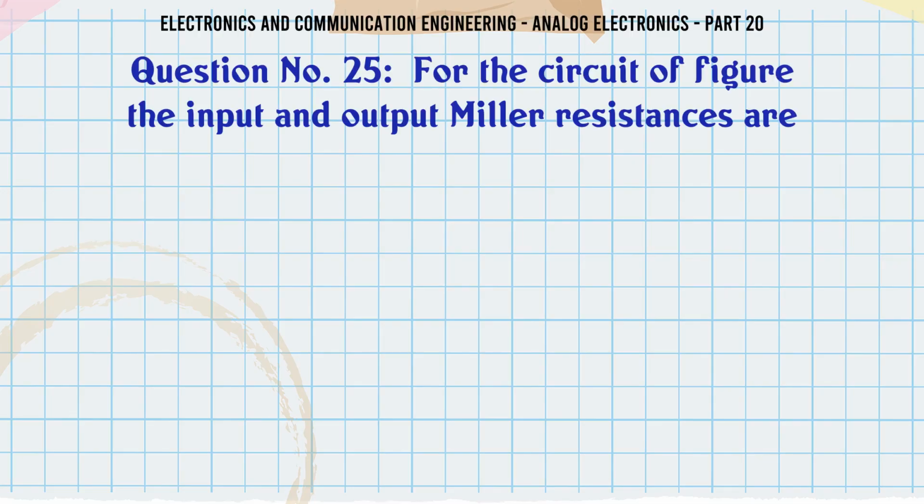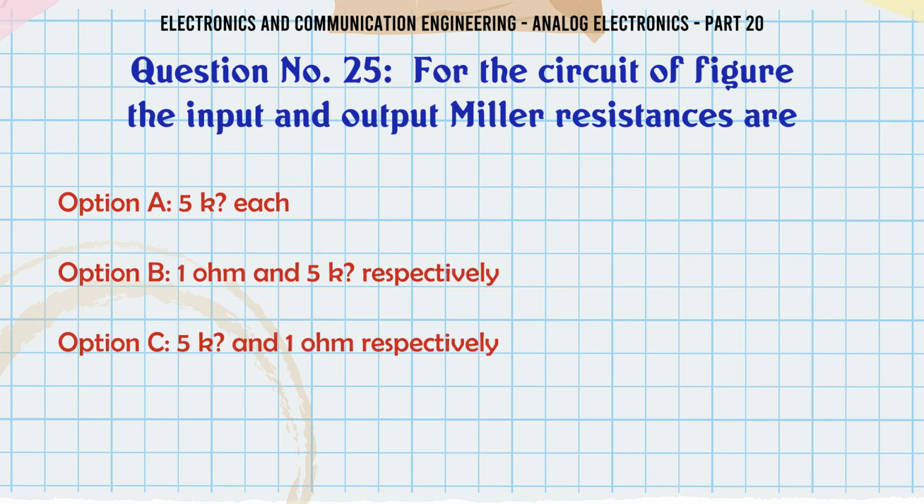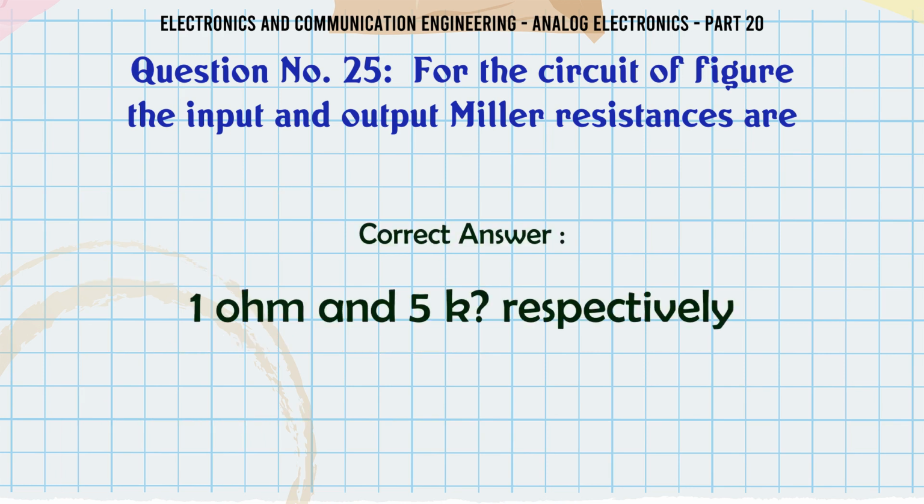For the circuit of figure, the input and output Miller resistances are A. 5K each, B. 1 ohm and 5K respectively, C. 5K and 1 ohm respectively, D. 1 ohm each. The correct answer is 1 ohm and 5K respectively.